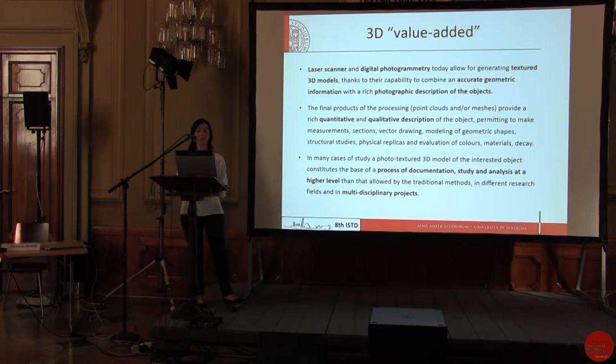As said before, laser scanner and digital photogrammetry allow for generating textured 3D model thanks to their capability to combine in a product, my 3D model, an accurate geometric information with a rich photographic description of my object. The final products of the processing, for example, a 3D point cloud or a mesh, a surface, provide a rich quantitative and qualitative description of the object, permitting to make measurement, section, vector drawing, modeling of simple geometric shapes, structural studies, physical replicas, and evaluation of colors, decay, materials, and so on.